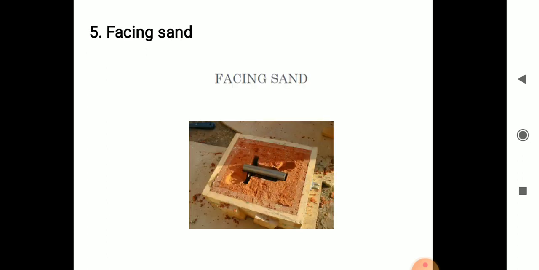Next one is the facing sand. See in the figure of facing sand. Facing sand is the sand which covers the pattern all around it. The remaining box is filled with ordinary floor sand. Facing sand forms the face of the mold and comes in direct contact with the molten metal when it is poured. High strength and refractoriness are required for this sand. It is made of silica sand and clay without the addition of any used sand. Graphite, molasses, etc. may be added to the facing sand, and the thickness of the sand layer varies from 20 to 30 mm. This is the facing sand.